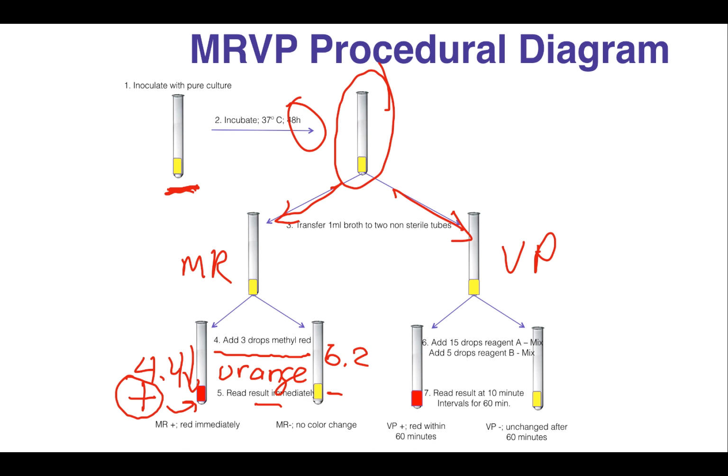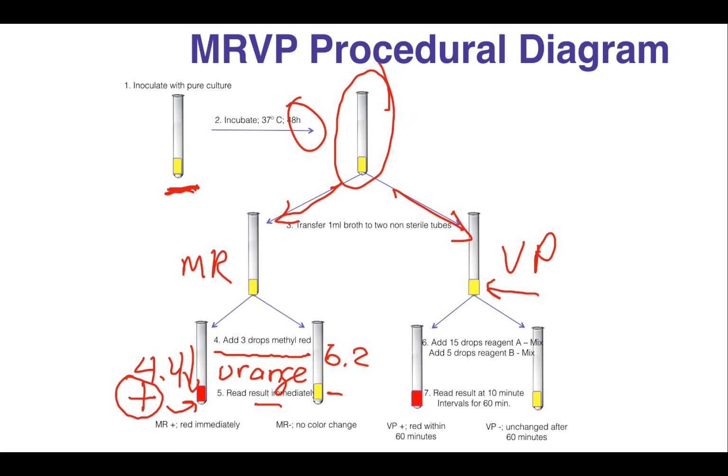Now for the VP test. With the VP test, we use two different reagents, Barritt's reagent A and Barritt's reagent B. We'll add 15 drops of reagent A to the culture and we mix it, and then we add about 5 drops of reagent B. Now this test does not change immediately for all organisms. So if you do not get an immediate positive result, then you will monitor this for about 60 minutes, 1 hour. And you would read the result every 10 minutes. Also, gently agitating the tube helps with this.